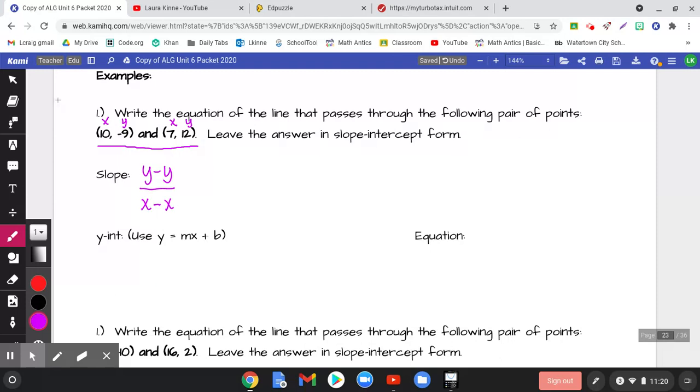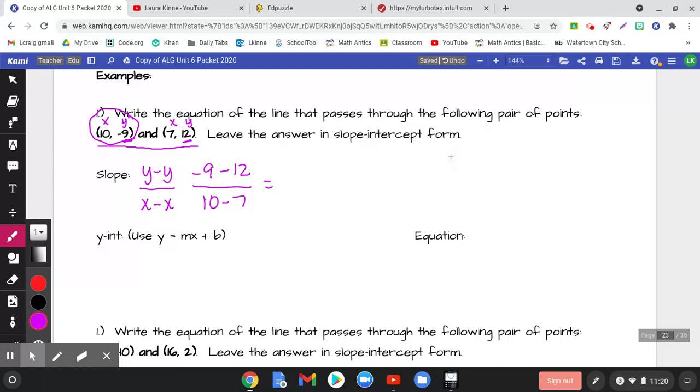And if you notice, I labeled my x and y's. Doesn't matter which point you start with. I'm going to start with this point. So I'm going to do negative 9 minus 12, right? Again, y minus y. And then since I started with negative 9, I got to start with the 10. So I'll do 10 minus 7. It doesn't matter which point you start with, as long as you are consistent.